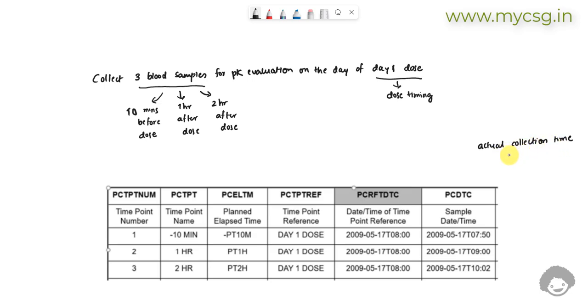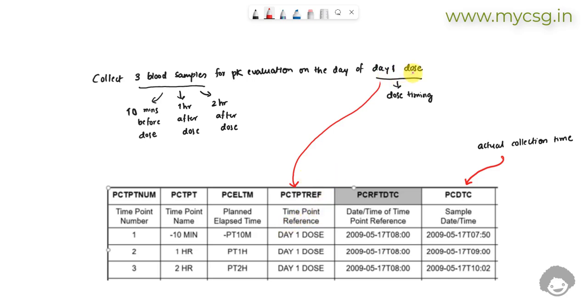The actual collection time would be stored in a variable called PCDTC, as this is PK evaluation; concentration values are stored in a domain called PC. So all the variables will have a prefix of PC, as this is related to pharmacokinetic concentrations. The actual collection time for these 3 blood samples on day 1 dose would be captured in a variable called PCDTC, which is sample date time. That value will be reported in ISO 8601 date time format. And then we have this nominal time point, which says day 1 dose. That value would be put in a variable called PCTPTREF, which is the time point reference.